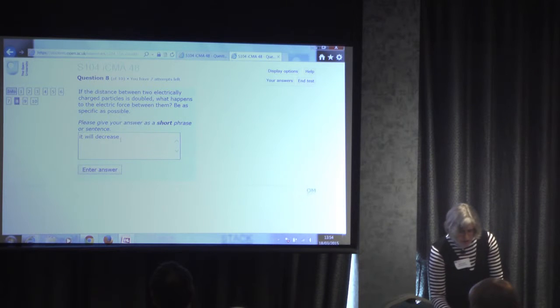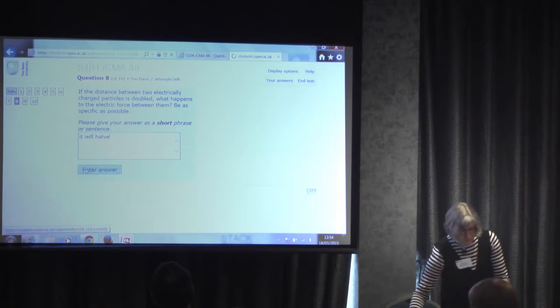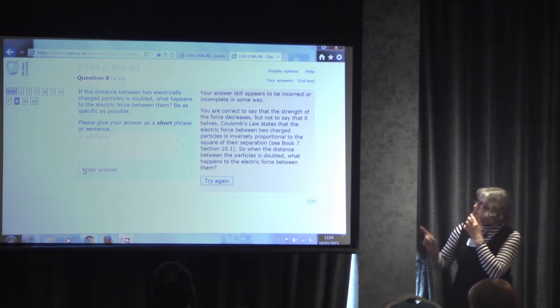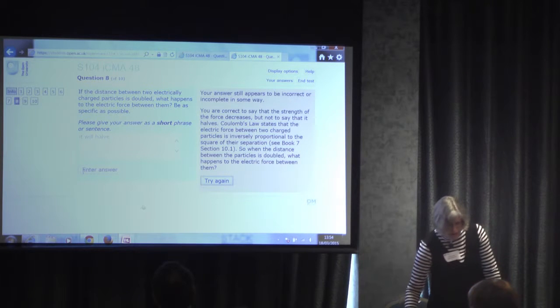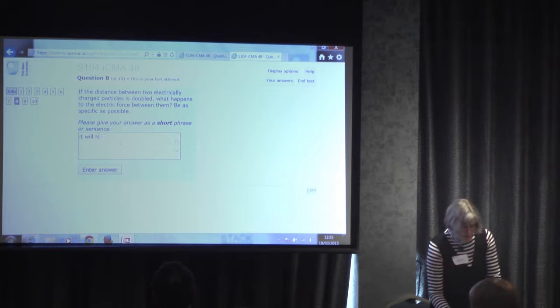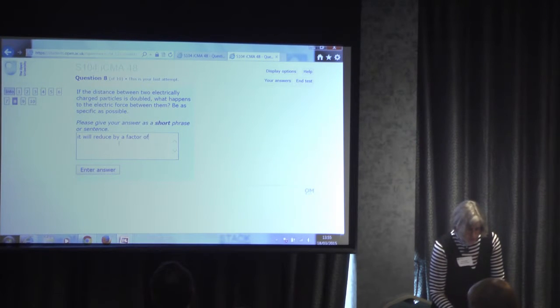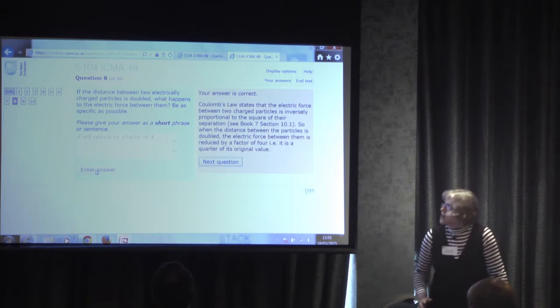Let me try, it will halve. Okay, so I'm still not right, but it realises I've said it'll get less, but it's not got it quite right in quite the right way. And let me say it will reduce by a factor of 4. Okay, I've got it right.